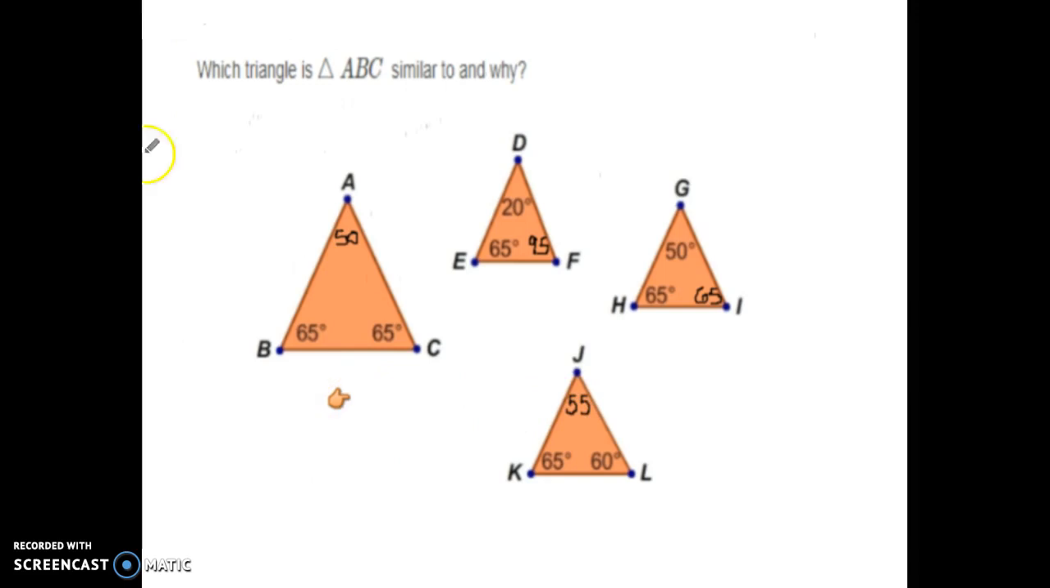So for similar triangles, we can use the angle-angle similarity postulate because we haven't been given any side information. So this would be the only one we could use. So if we use that, we're going to see which one has all of the same angles. And so you can see you've got 65, 65, 50. This one is not going to be similar. This one is not going to be similar, but this one has all the same angles. So it is similar to triangle GIH, and the reason is the angle-angle similarity postulate.